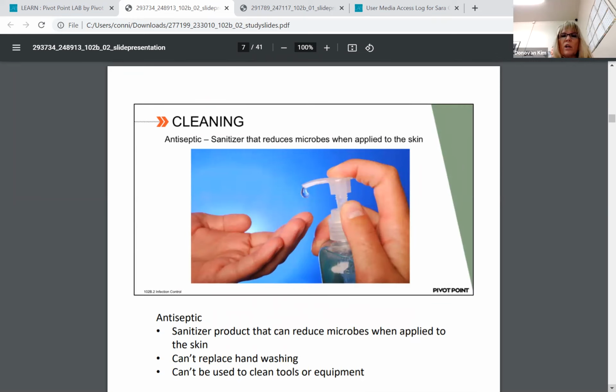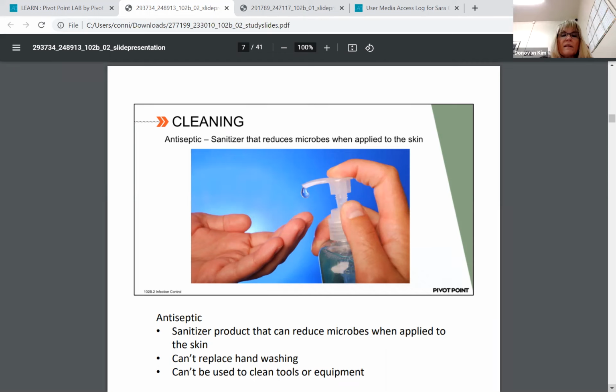Disinfectants and cleaning materials cannot be applied to the skin safely. I don't know about you guys, but I feel like I get little bumps. And I know it's because of all the hand sanitizers and all of the soap that I've been washing my hands in, because my hands aren't moisturized.